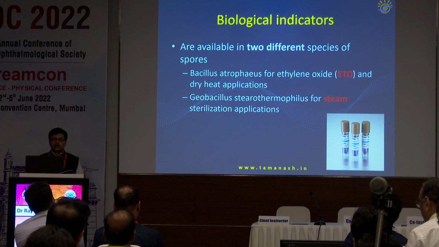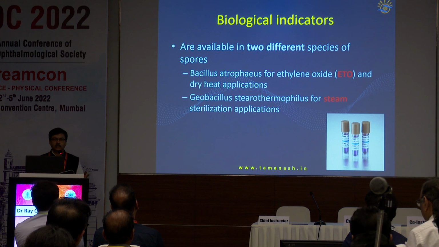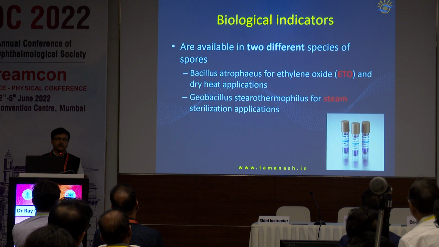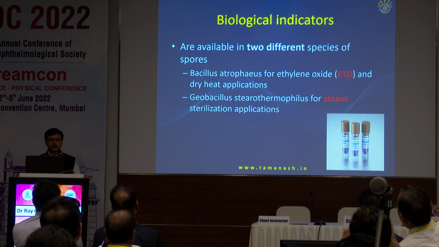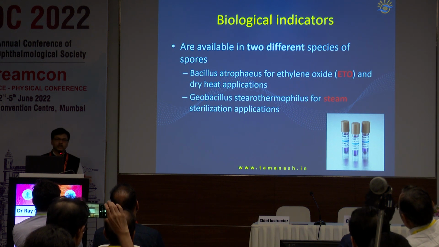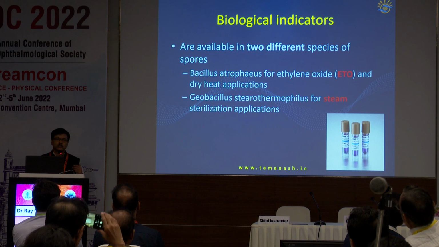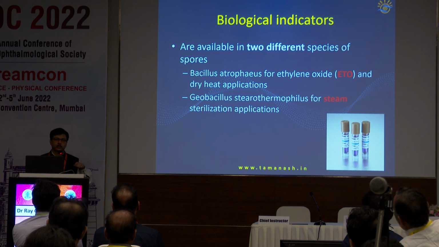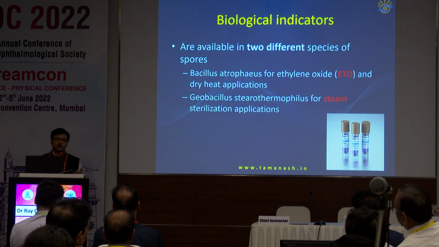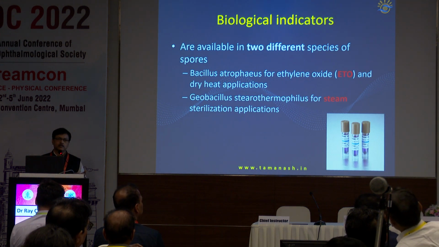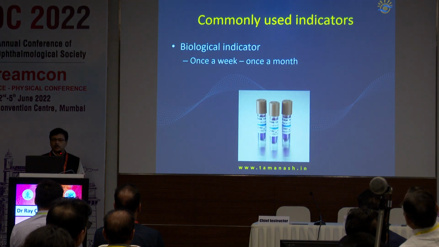Class 6 indicators are biological indicators, and there are 2 different species for ETO and steam, and they are not interchangeable. So if you have an ETO BI, it should be used in ETO only, and vice versa. These contain spores with a self-culture mechanism. Once you run it, you have to break it, and it will remain inside, and if the color changes, then you know that it has worked or not worked.